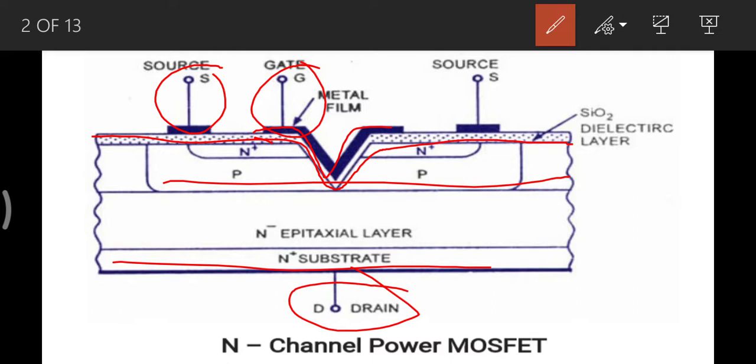Similarly, there is another MOSFET, the P-channel MOSFET, which also exists. How does this P-channel MOSFET come about? Here we are replacing this N with P. So that is called a P-channel MOSFET.